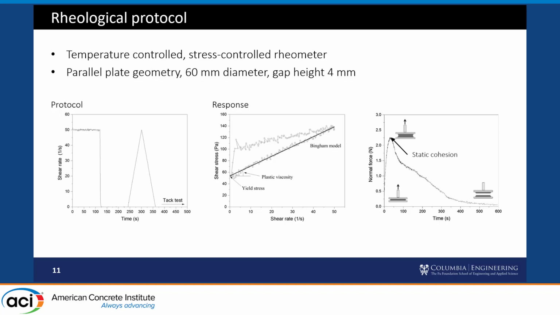In addition to that, we also tested adhesive properties. So we performed the tack test immediately after that step, all on the rheometer. We just moved the vertical plate up at a constant velocity at a very slow pace and obtained a measure of normal force evolution. And the peak force is taken to be a measure of static cohesion. So that could be related to yield stress.